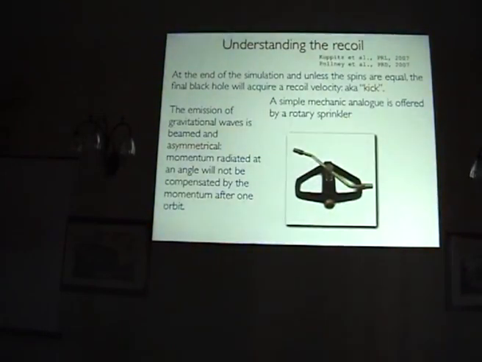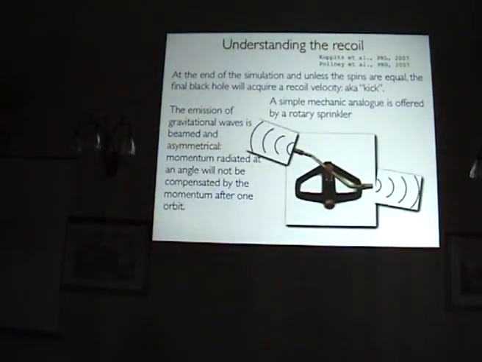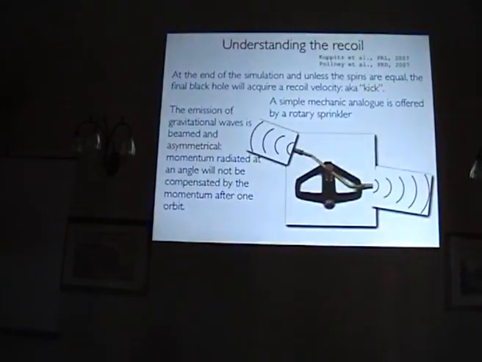So a simple mechanical analog is offered by this rotary sprinkler. You probably have one in your garden. The idea is that if you have water going through this, you will have loss of momentum. And if the thing is perfectly balanced, then it will stay put where you placed it. On the other hand, if one of the apertures has a defect or something, then there's going to be a different loss of momentum in one direction, and this means that the sprinkler will start to spiral, actually.